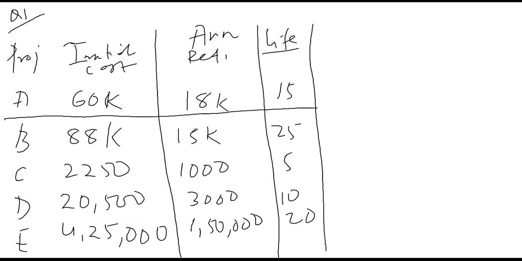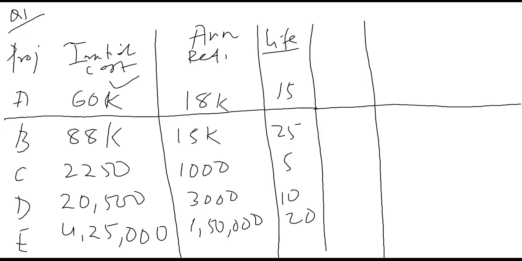Now you tell me what is the first step you are going to do. See the steps and tell me. Calculate the P ratio, where your P ratio is your initial cost divided by annuity returns. So the first step is to divide the initial cost given by the annuity returns. What is the P ratio or payback of the project?